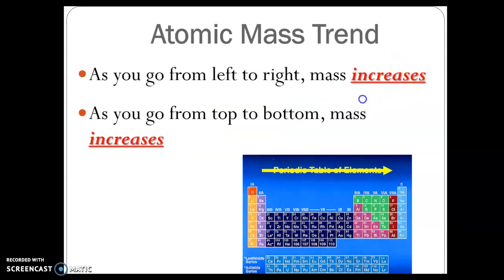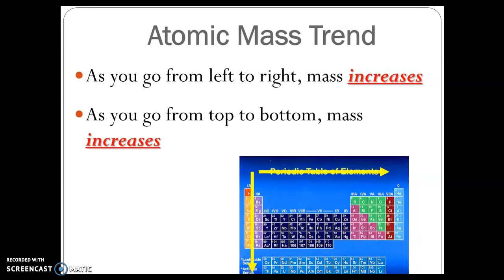The atomic mass, as you go from left to right, the mass increases. As you go from top to bottom, the mass increases. All right? So left to right increase, top to bottom increase because you're gaining more things. You're gaining more parts of this. You're gaining more parts, more matter.